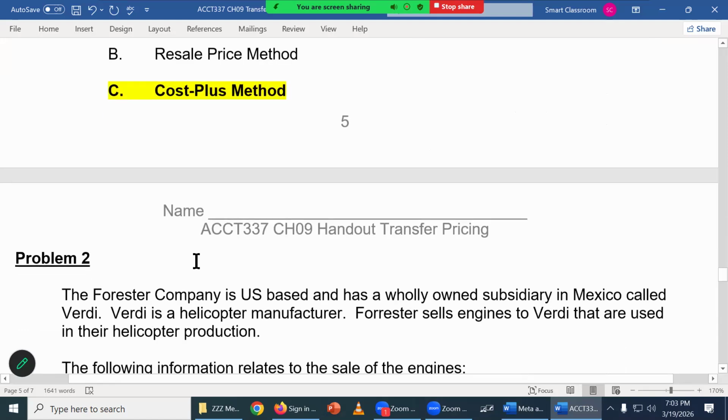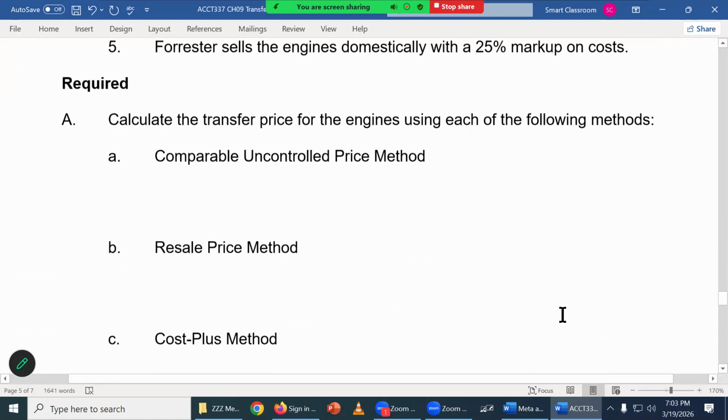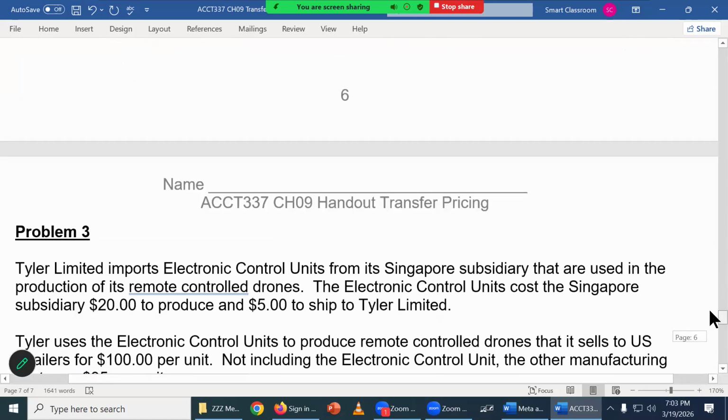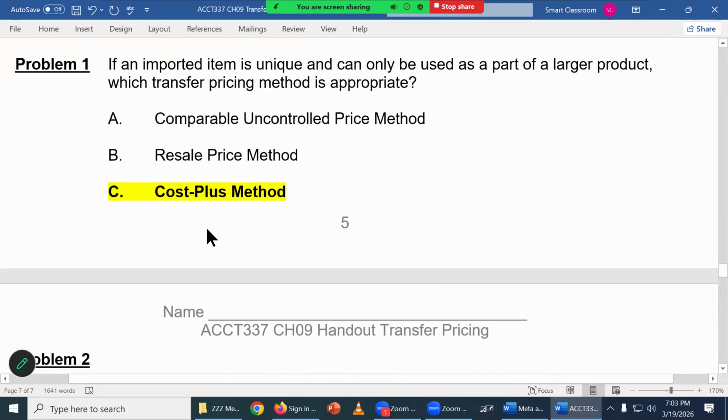Let's stop here. How much more do we have? Oh, not too much. Okay, let's stop here and then be back at 7:14.